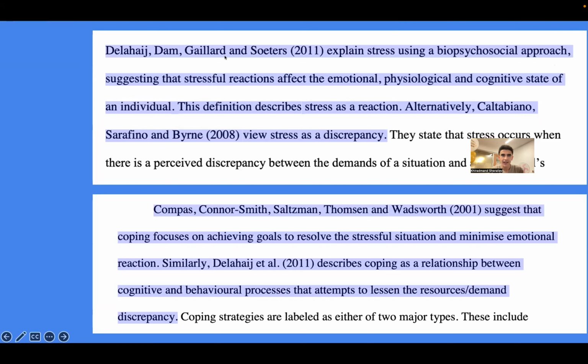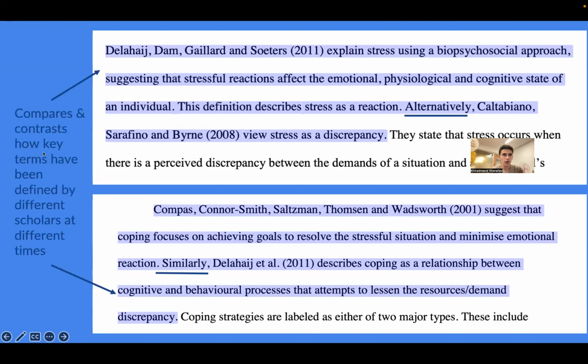Yes, exactly. So different points of view, right? Or in other words, it compares and contrasts how key terms have been defined by different scholars at different times, right? So here we have "alternatively," right? Or "similarly." So here we have comparing and contrasting between the authors.